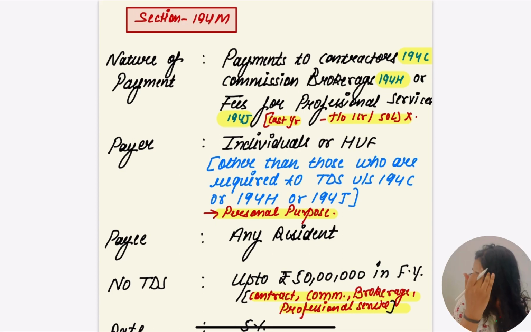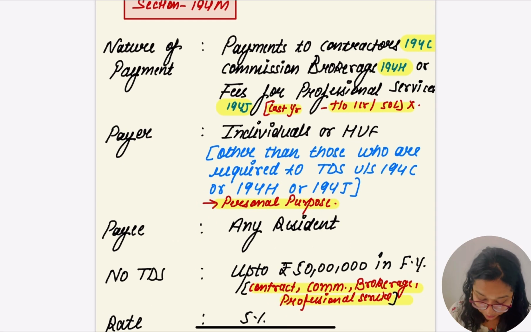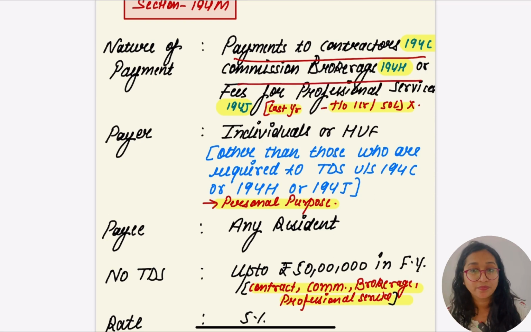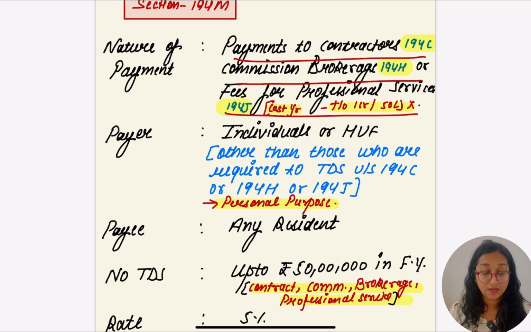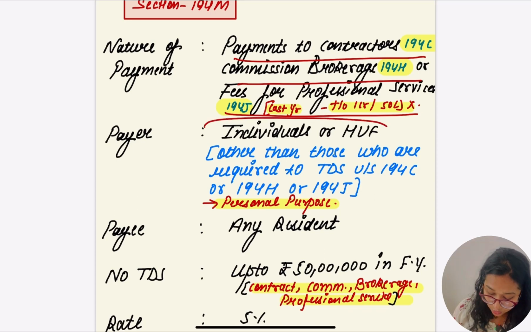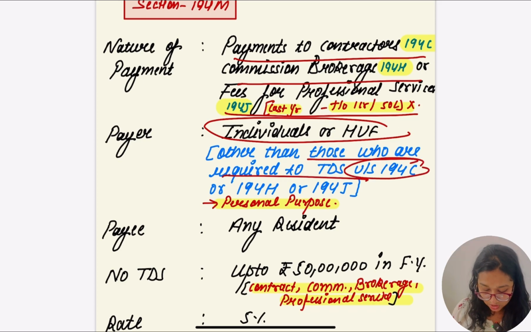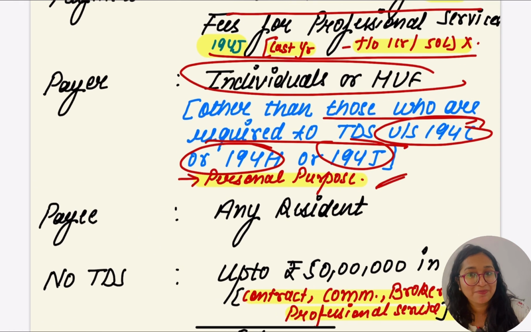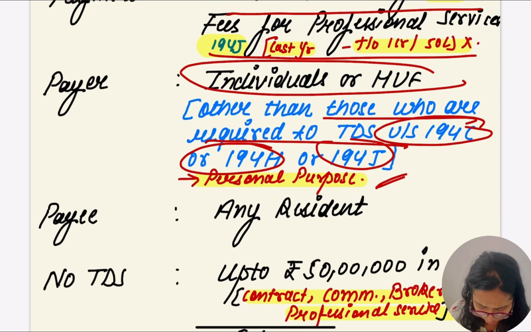Let's read out section 194M. This is about payment to contractors. Under section 194C contract, 194H commission and brokerage, or 194J fees for professional service, the last year turnover was exceeding. But here we are going to take those whose last year turnover does not exceed. So the payer is going to be an individual or HUF other than those who are required to deduct TDS under sections 194C, H and J, even for personal purpose. Hope this was also clear.